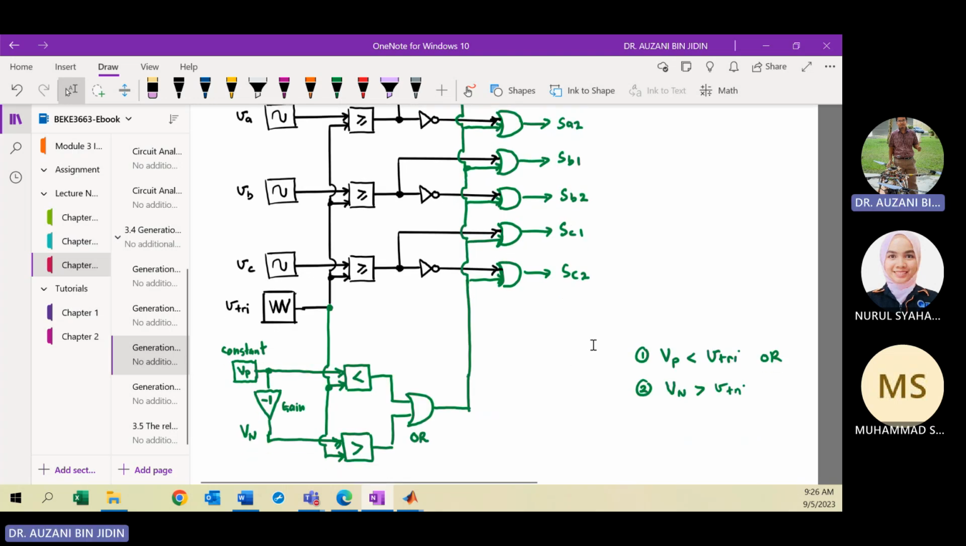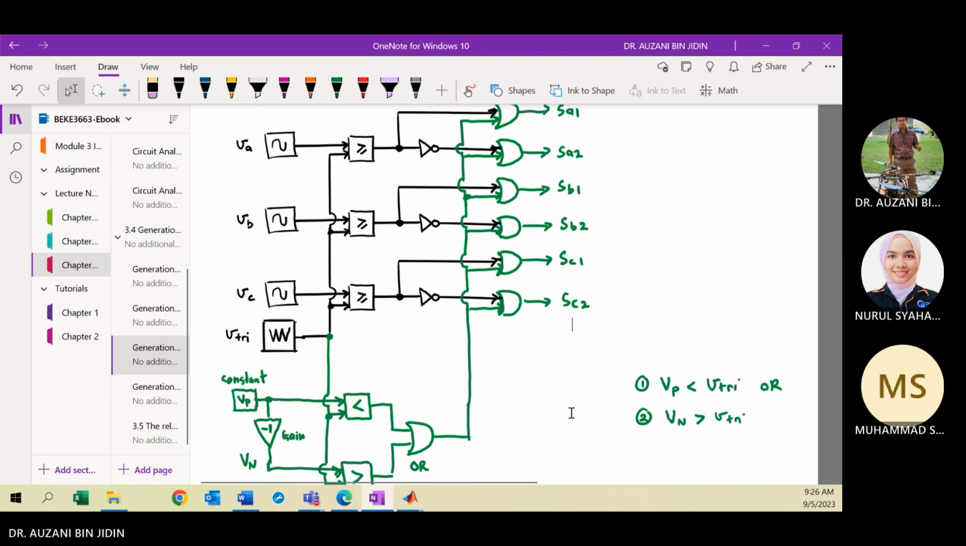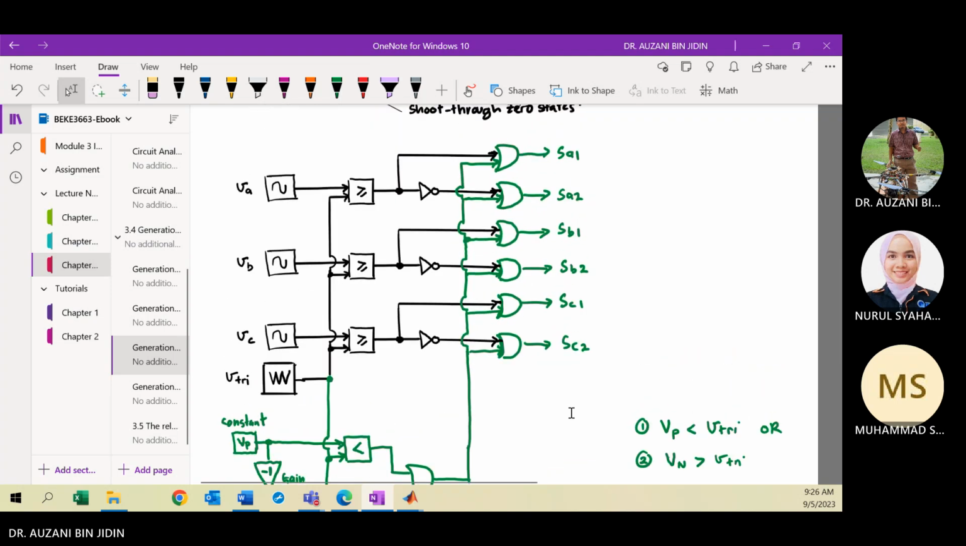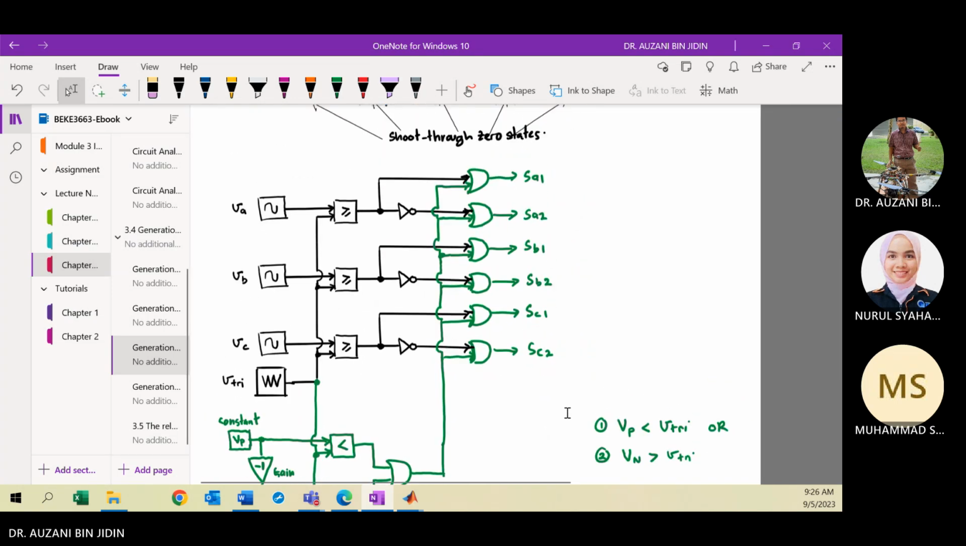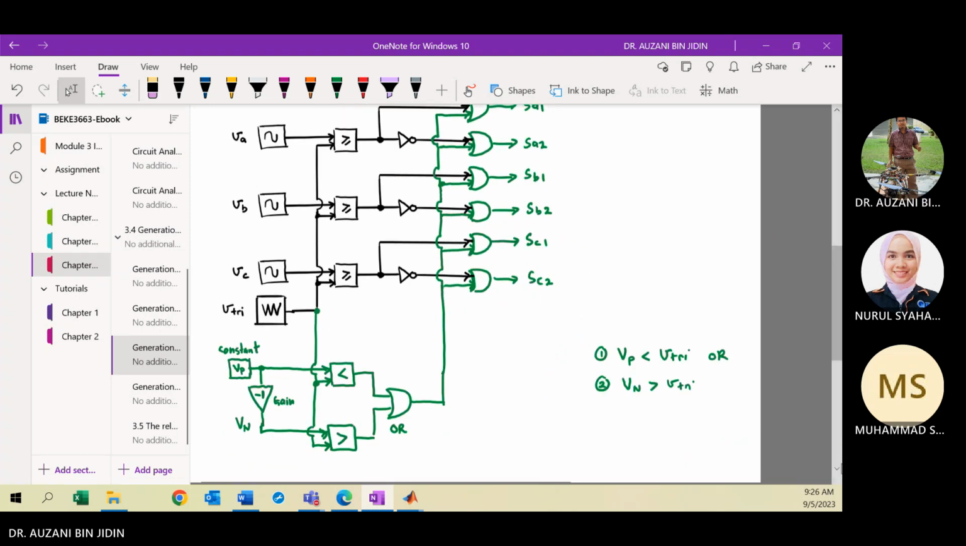So you try to analyze. In order to provide the shoot through incident, you need to fulfill either of these two conditions: condition number 1 or condition number 2.